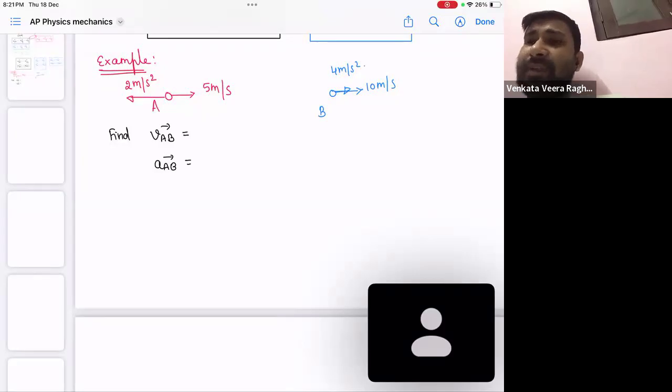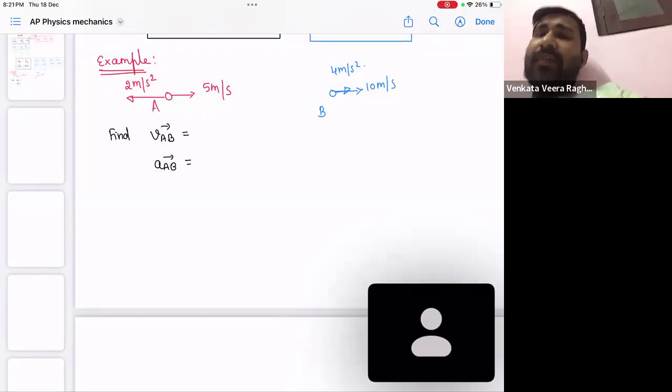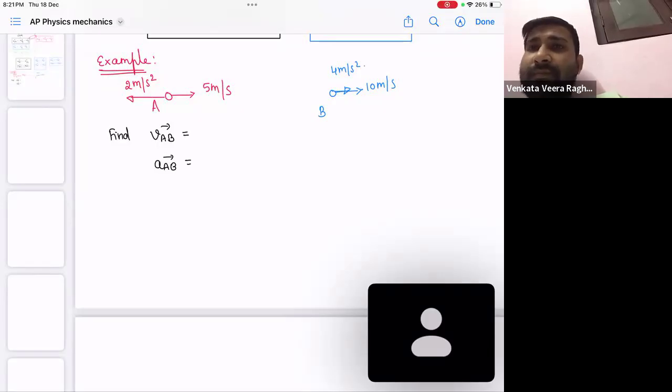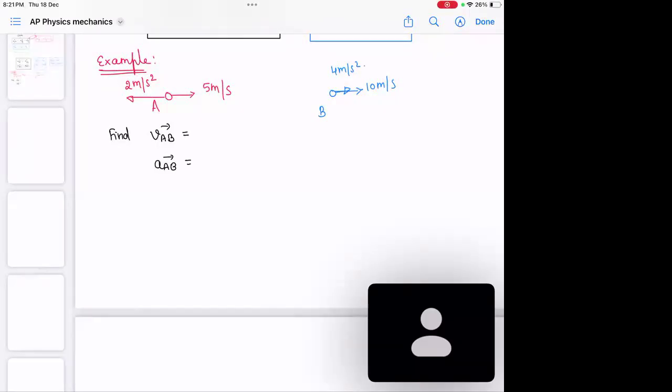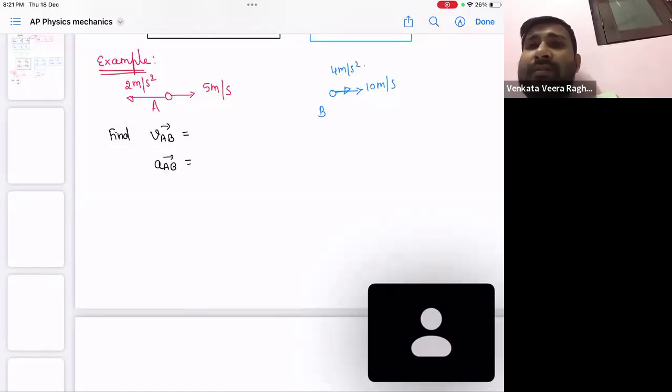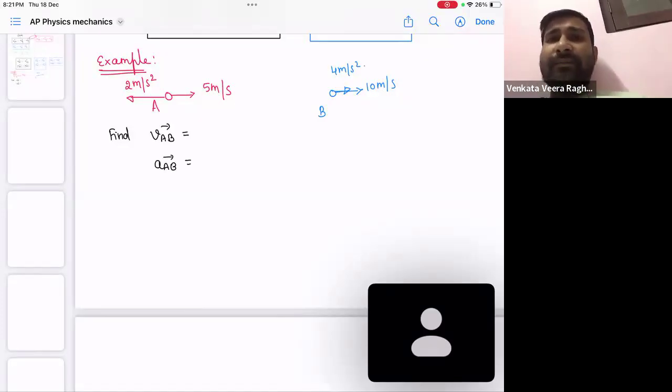Please tell me, who is the observer here? A is the observer or B is the observer? Sir, B is the observer. Yes, B is the observer in both the cases. So please tell me, what will be the velocity of A with respect to B?